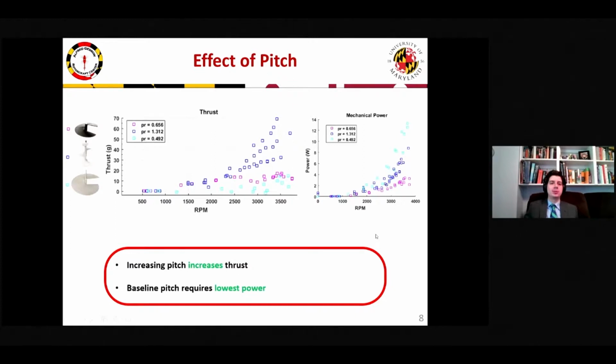The next parameter is the screw pitch. In early tests, we discovered that the parameter really is the pitch to radius ratio, here denoted as PR. We have 3 test specimens here, starting from our baseline, one with a lower pitch and one with a higher pitch. However, we found that as we increase the blade pitch, we see a corresponding increase in thrust. But in terms of power, the baseline pitch, the intermediate pitch ratios, had the lowest power based on these results.